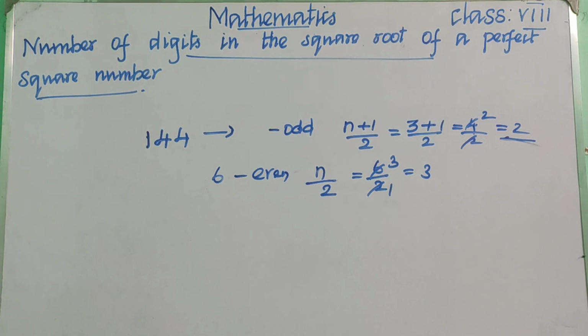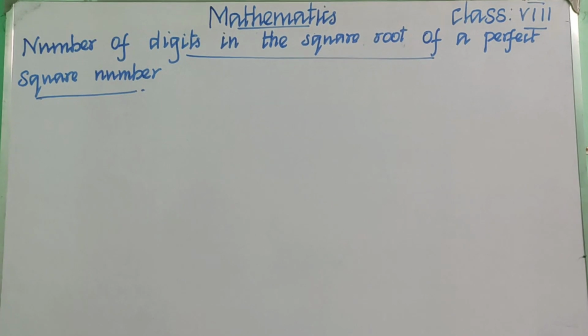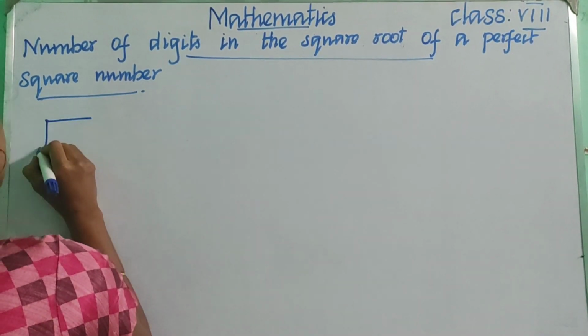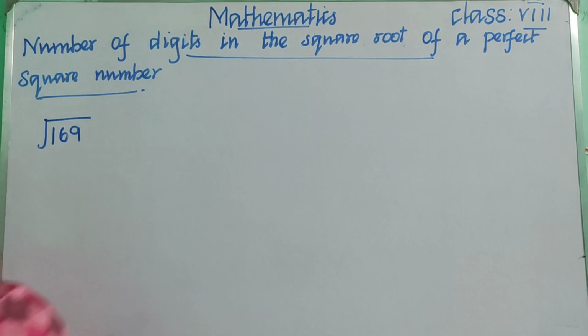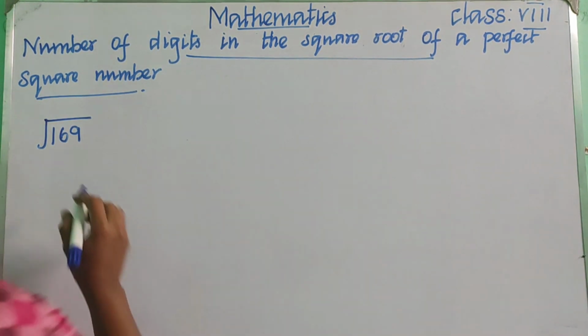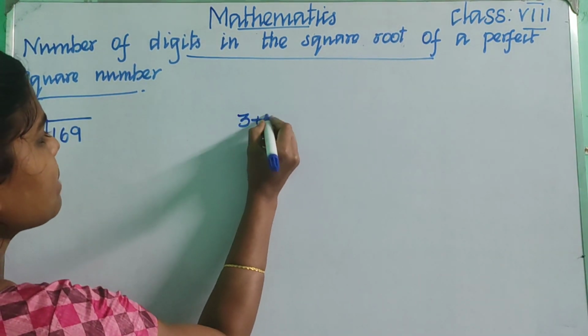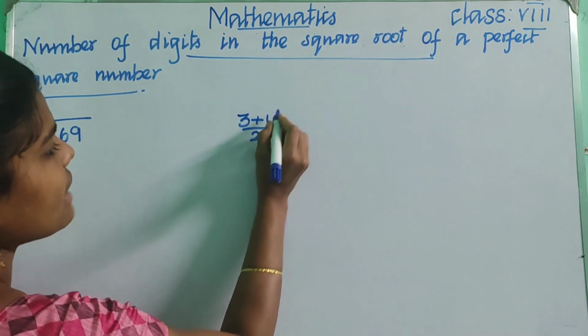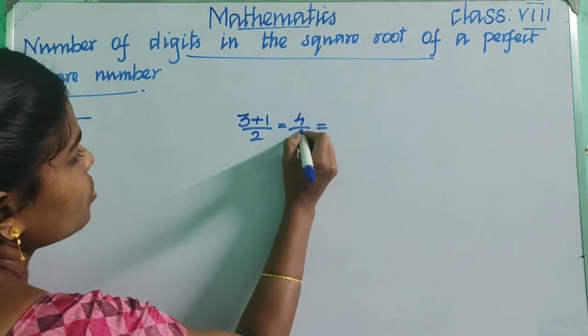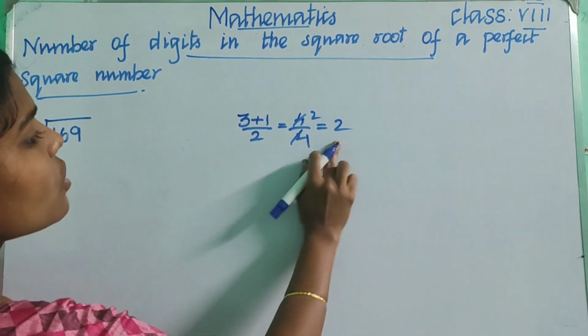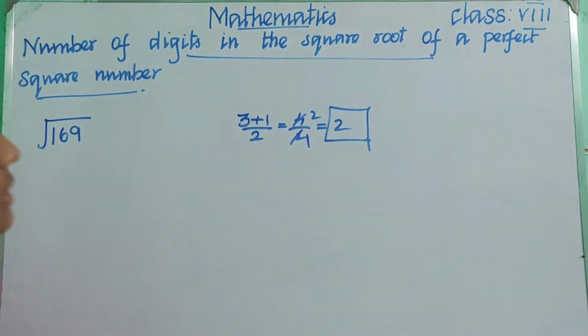Okay, n upon 2. Okay children, so let us do some examples. So children, if you are having root 169. Okay children, while finding the square root, how many digits will you get? That is the question. So how will you find? See, it is a 3-digit number. 3-digit means it is odd. So we need to put 3 plus 1 by 2. Okay, so we'll get the answer as 2. So in the answer we will get 2 digits. Okay, let us check.